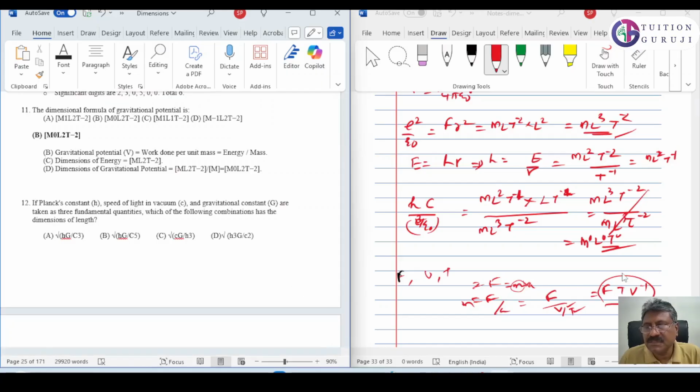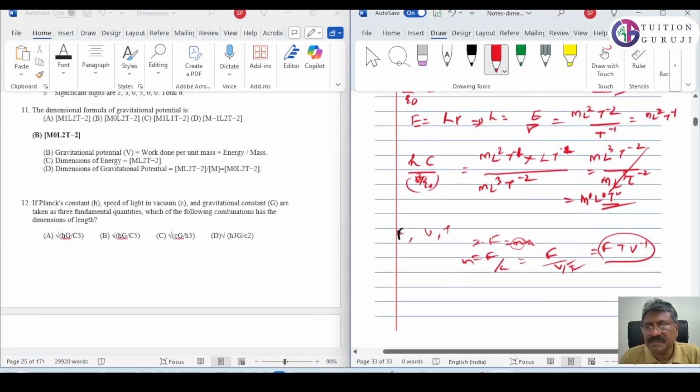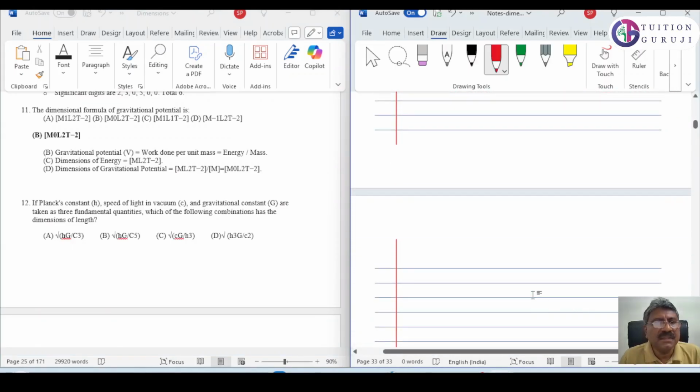Now, next one is the dimensional formula for gravitational potential. Gravitational potential, which we know is V, is work done per unit mass. So gravitational potential is work done per mass. Work done we know is M L square T raised to minus 2.